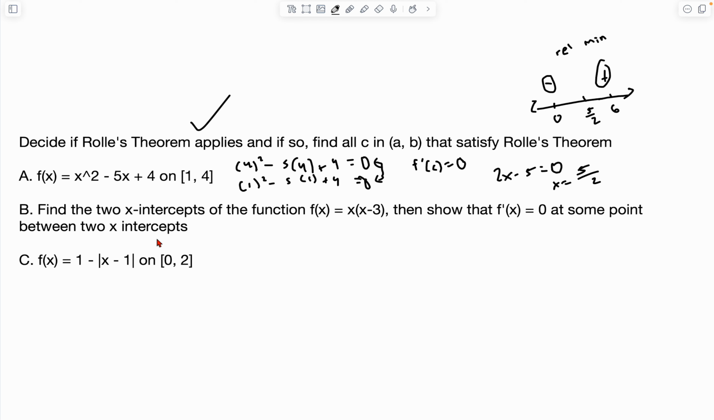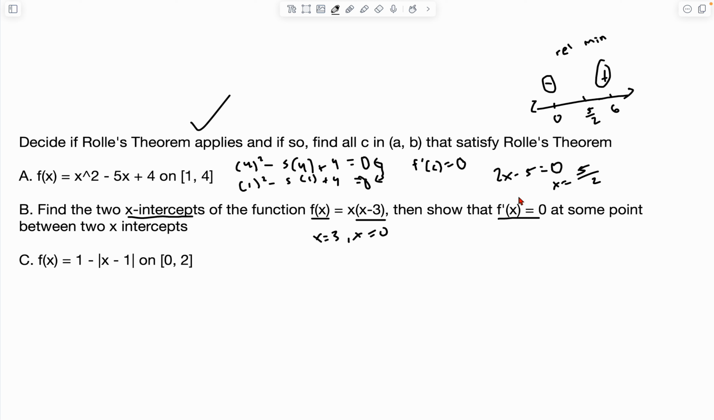Let's go on to B. Find the two x-intercepts of the function f(x) equals x times (x minus 3), then show that f'(x) equals 0 at some point between the two x-intercepts. Okay, so what is it saying? It's basically just a fancy way of saying do Rolle's theorem. We're first asked to find the two x-intercepts. Well, we can clearly tell the x-intercepts are x equals 3 and x equals 0.